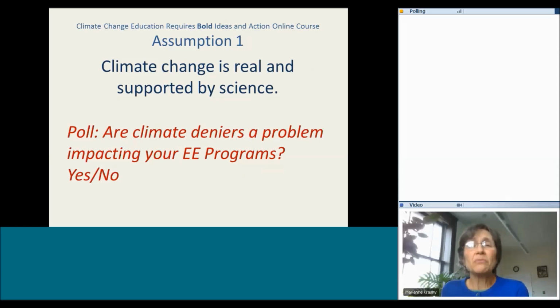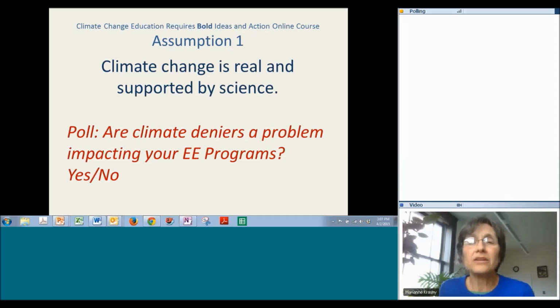Okay, so Justin mentioned that we're going to have a couple of polls. And I live in a blue state, New York, so it's really easy for me to say that I don't need to worry about questioning the assumption that climate change is real and backed up by scientific fact. But I hear from a lot of people in other, more red states that this is really a problem for them. So I just wanted to get a feel for those of you on this call: are climate change deniers a problem that is impacting your programs? In other words, what you feel you're at freedom to say, whether you're in a classroom or somewhere else. So we can go ahead and take the poll.